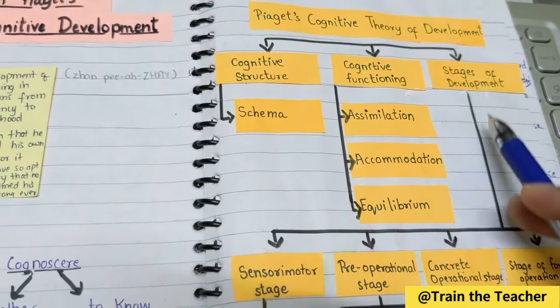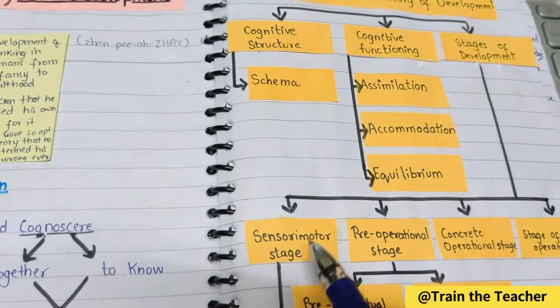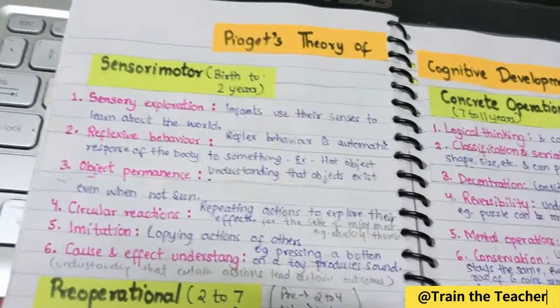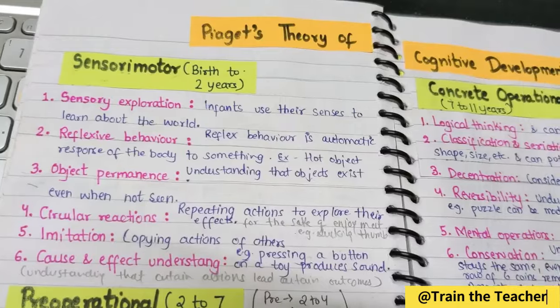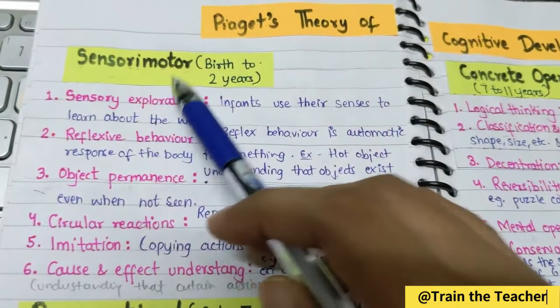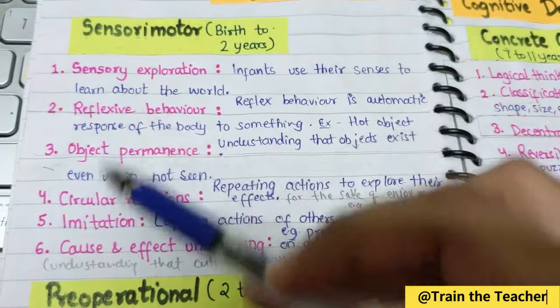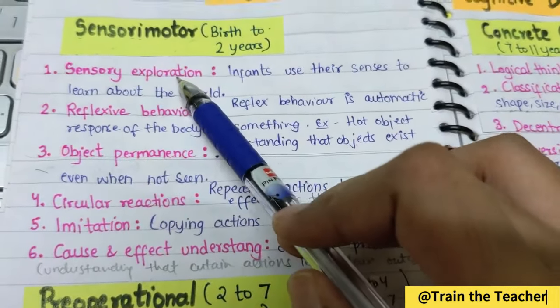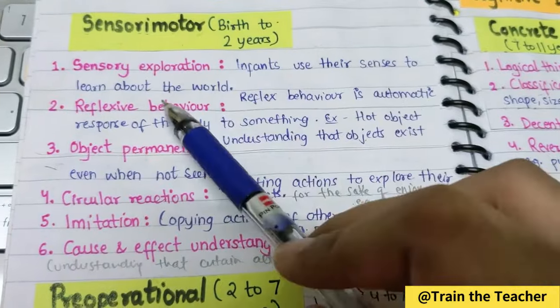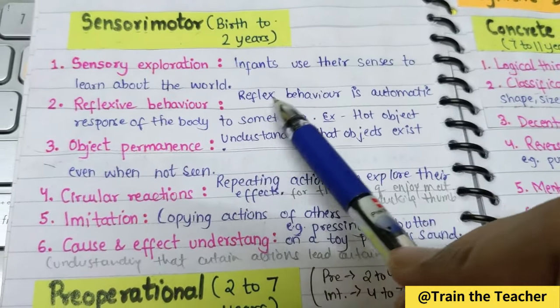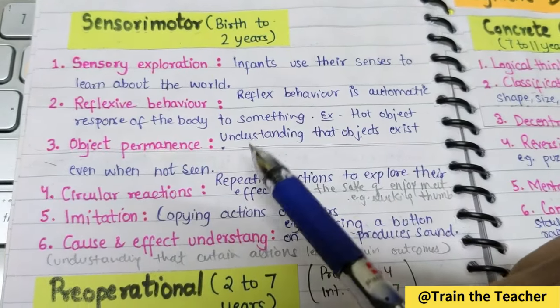Now we'll move to the stages of development. We'll start with sensory motor stage. All right, so Piaget's theory of cognitive development, sensory motor stage, birth to 2 years. I've written 6 simple points. Sensory exploration, infants use their senses to learn about the world. Reflexive behavior, obviously reflex behavior is automatic response of the body to something.